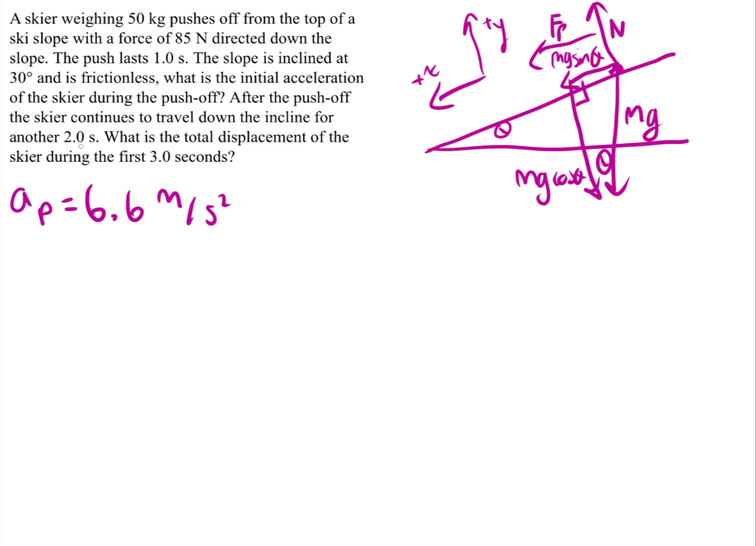After the push-off, the skier continues to travel down the incline for another 2 seconds. What is the total displacement of the skier during the first 3 seconds? So we can break this problem down into 2 parts.